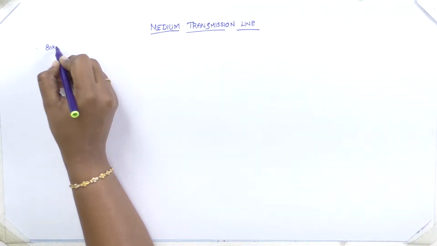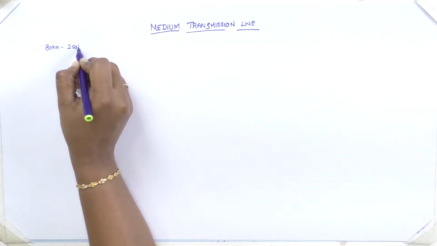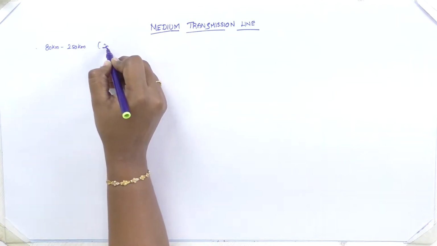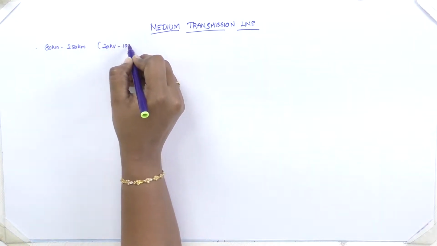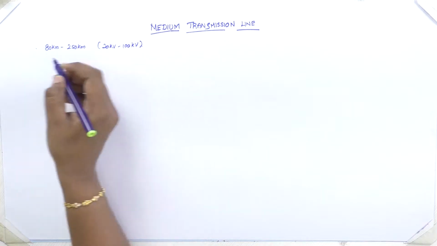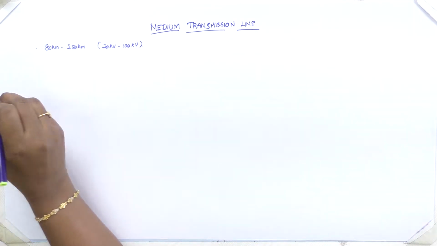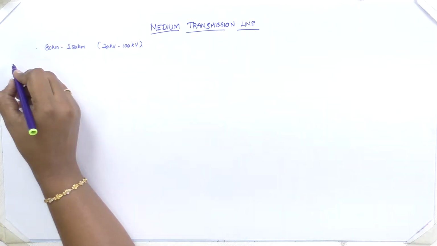The next type of transmission line system in the classification is the medium transmission line. So far we have seen the short transmission line, which is below 80 km. For the medium transmission line, the distance is between 80 km and 250 km and the voltage level is from 20 kV to 100 kV.